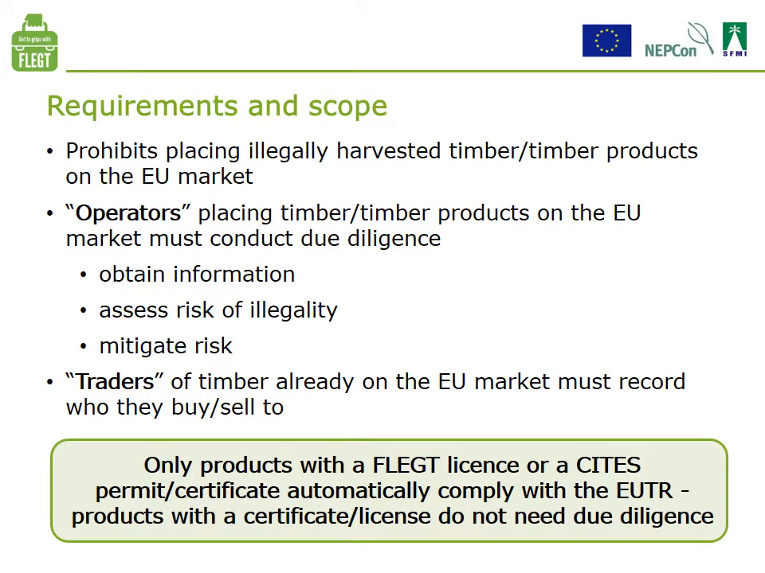Moving on to the requirements and scope of the regulation, the EUTR contains three key obligations. Firstly, it prohibits companies in Europe from placing illegally harvested timber and products derived from illegal timber on the EU market. Secondly, it requires companies placing timber on the EU market, which are referred to as operators, to conduct due diligence on the timber they are sourcing.